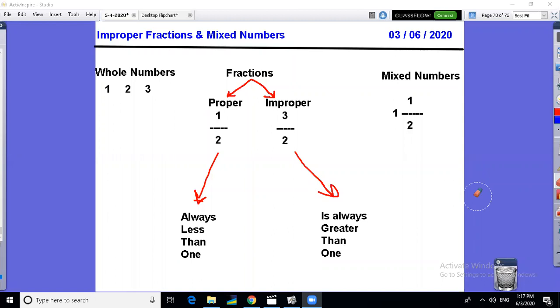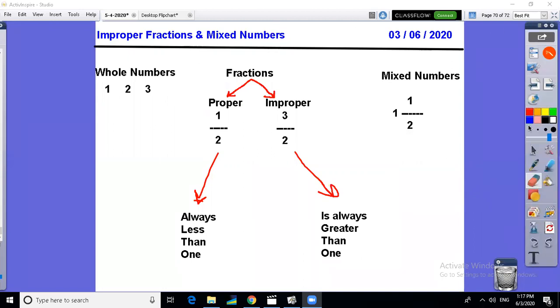And in today's video, we're going to talk about improper fractions and mixed numbers. Before we start talking about improper fractions and mixed numbers, let's just talk very quickly about all the different types of numbers that you guys can use to represent the different types of quantities.